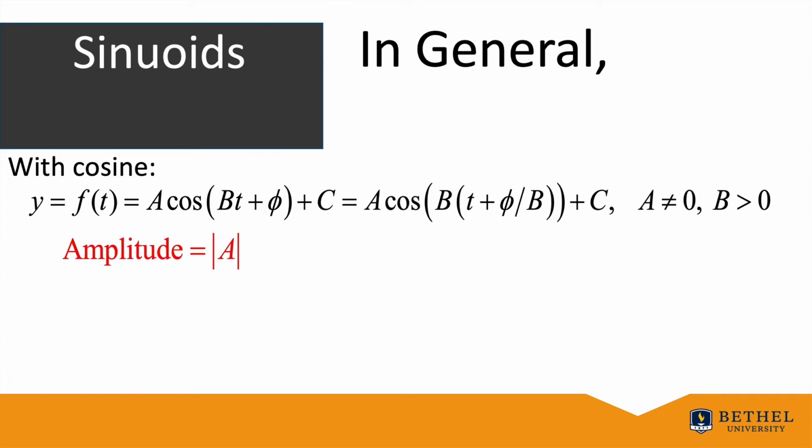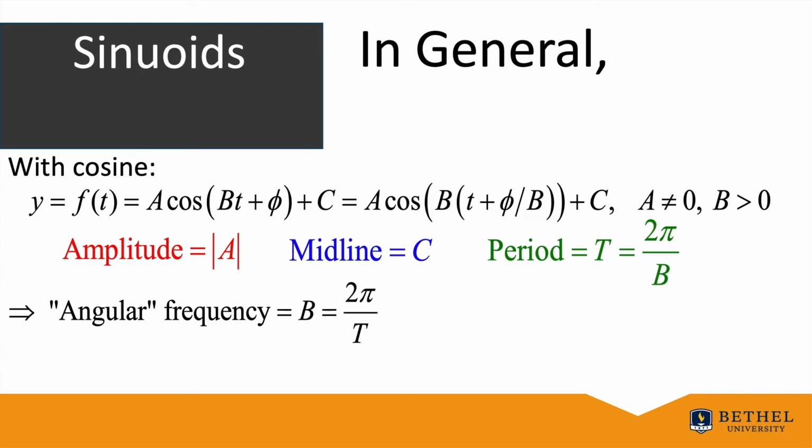In this situation, the amplitude of the wave is the absolute value of a. The midline is at y equals c, and the period, also called T, is 2 pi divided by b. Other quantities of interest include the so-called angular frequency, the b, which is 2 pi over T, and the ordinary frequency, sometimes called f, which is the reciprocal of T, 1 over T. If, for example, T is in seconds, then f will be in 1 over seconds, which is also called hertz. It represents the number of oscillations or cycles that the wave goes through per unit time. Sound waves, for example, have very high frequencies and very small periods.